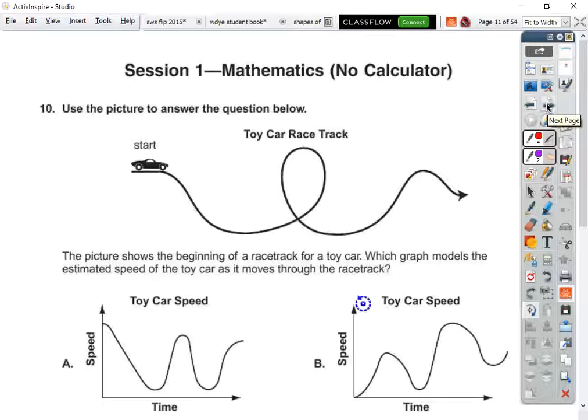Next question. Oh, I love toy racetracks. Use a picture to answer the question. The picture shows the racetrack. What graph models the estimated speed of the toy car as it moves through the racetrack? So we are going to have the speed at the start of the racetrack right here be 0. This is going to be a very high speed. Here it's going to be a low speed. Here it's going to be another high speed. Here it's going to be a low speed, and then it's going to tail up just a little bit.